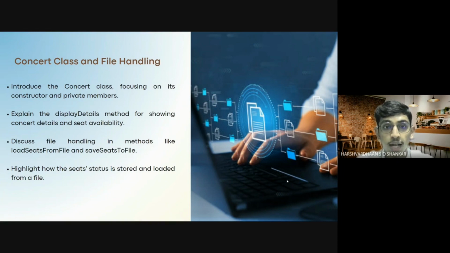And for the final part, which is the highlight of seat status storage and loading, within the concert class, seat statuses are stored in a vector of characters. During program execution, seat statuses are loaded from the seats.txt file into this vector using the load seats from file method. Each character in the vector represents the status of a seat, O for available seats and X for booked seats. This approach simplifies seat status management, providing an efficient means to track and update seat availability throughout the booking process. Additionally, by persisting seat statuses in a file, the system retains seat data across multiple program executions, ensuring consistency and reliability in concert booking operations.